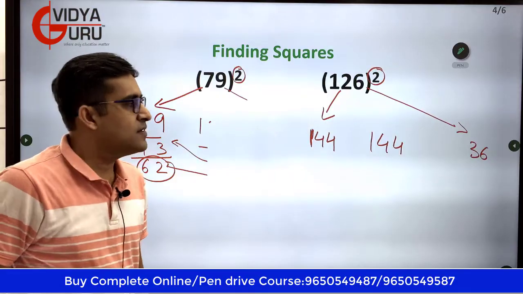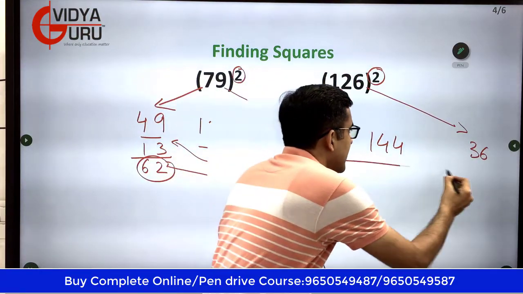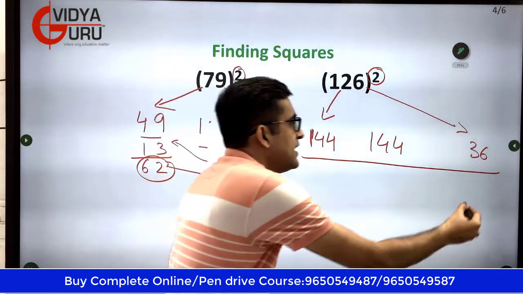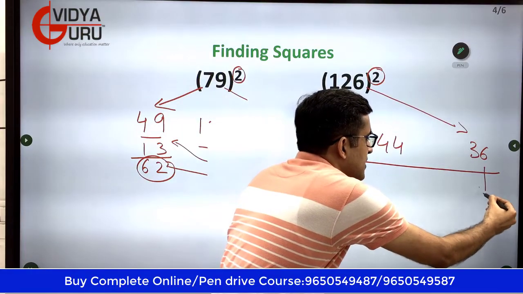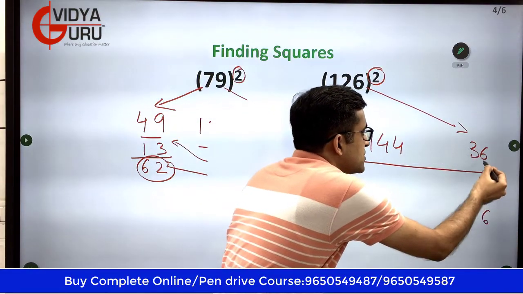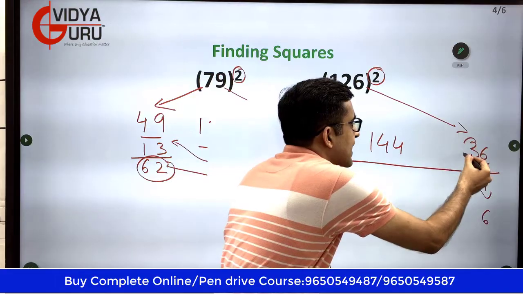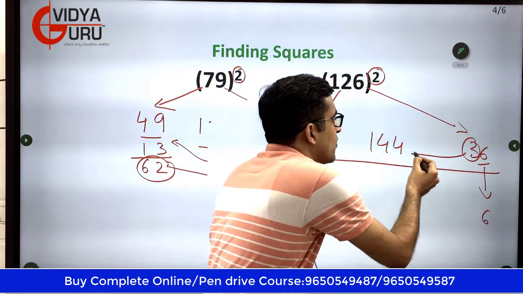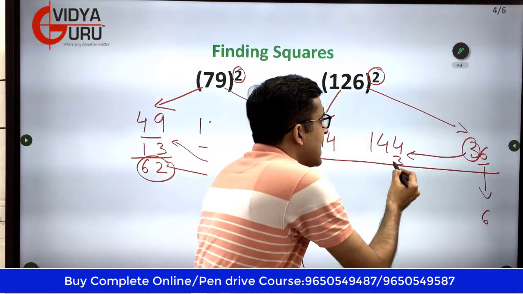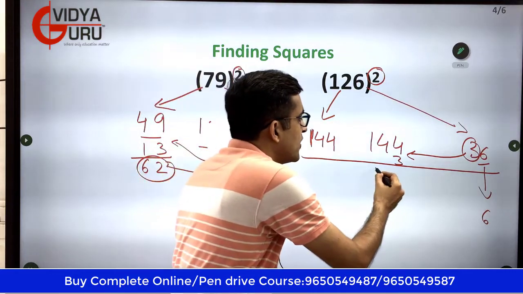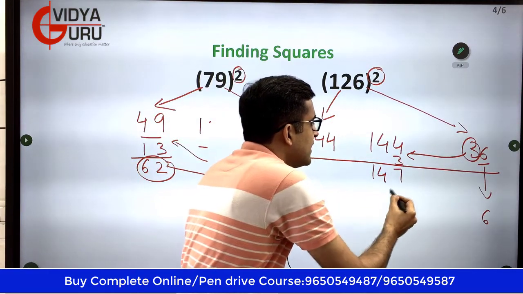Got the point? Now, very simply, I'm going to keep using the units digit. So I use the 6, which was the units digit. 3 is carried forward. 3 gets added to 144. It gives me 147.